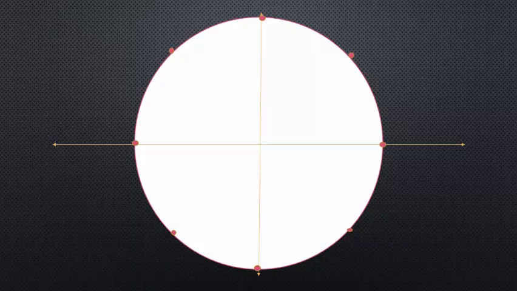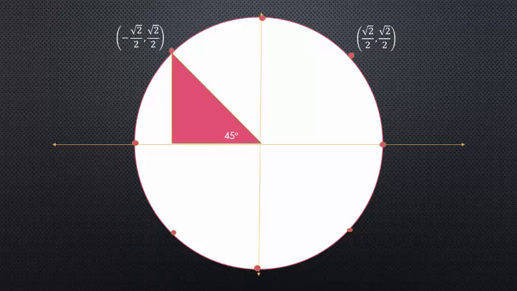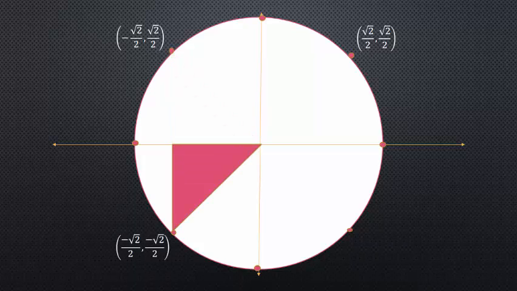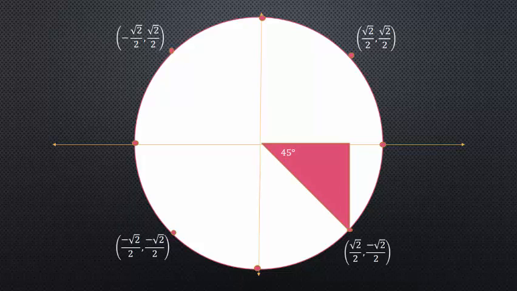We'll now look at the multiples of 45 degrees. If we take the 45, 45, 90 triangle and look at the first quadrant, then the ordered pair representing the x value and the y value would be the square root of 2 over 2 and the square root of 2 over 2. In the second quadrant, we get the ordered pair negative square root of 2 over 2 and positive square root of 2 over 2. Negative square root of 2 over 2 appears for x and y in the third quadrant. And in the fourth quadrant, the x value should be positive, but the y value should be negative.